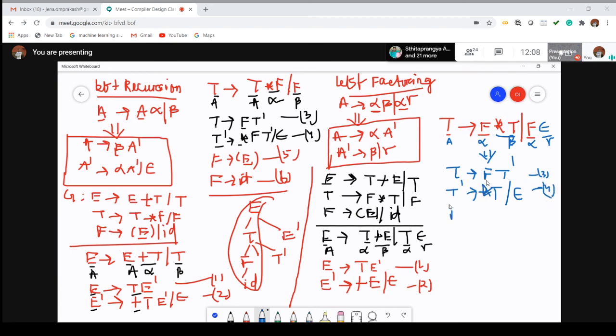Okay. Now the next two productions, it will be F to bracket of E or F to ID. These are already free, there is only one production and it is not repeated on the right hand side. So it will be equation number 5 and equation number 6. So all are free from left factoring.